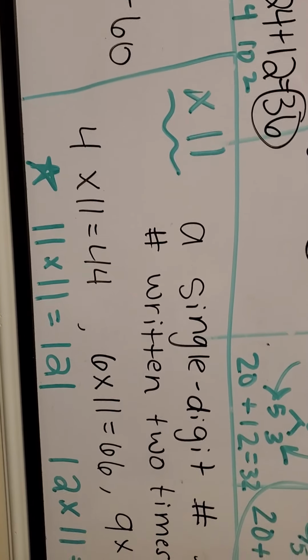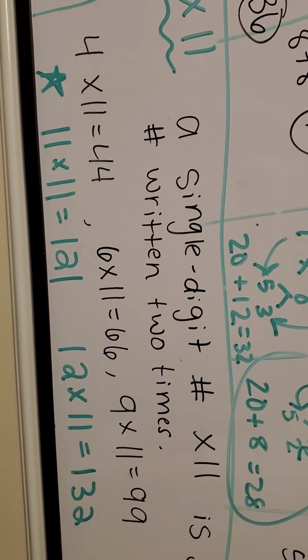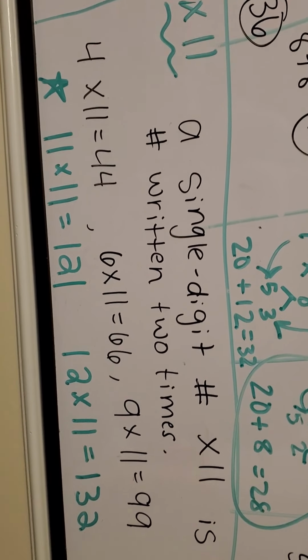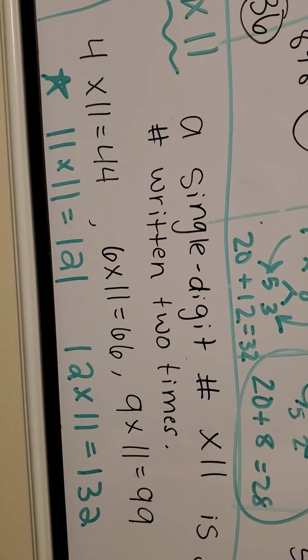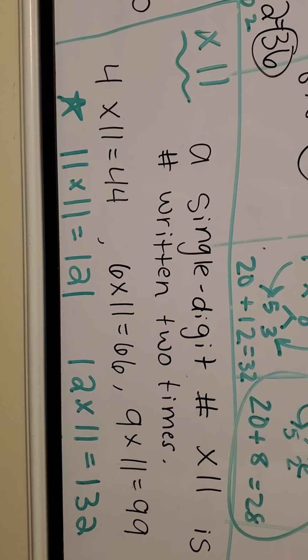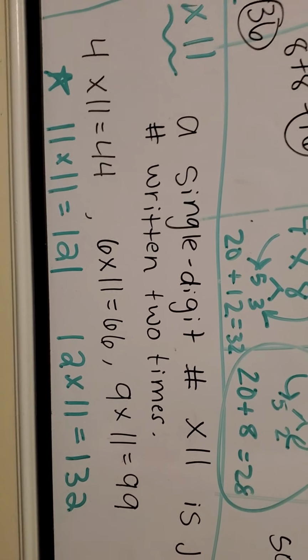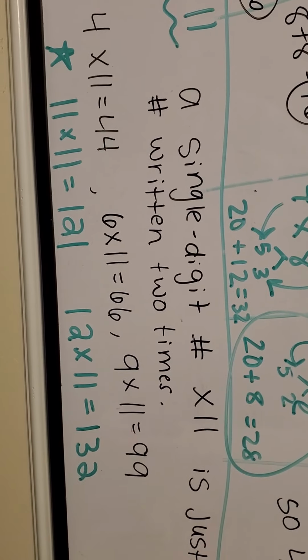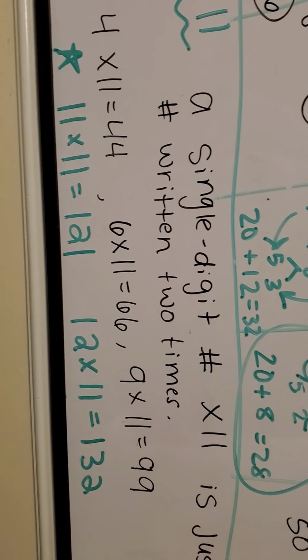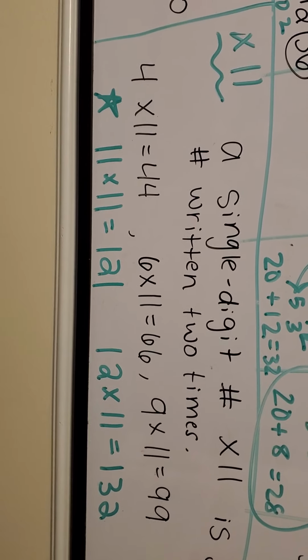All right, and times 11. So 11s are easy ones to remember. Any single digit times 11 is just that number written 2 times. So 4 is a single digit. 4 times 11 would be 44. 6 times 11 is 66. 9 times 11 is 99. Okay, if I had 10 times 11, that's just going to be 11 with a 0 written after it.